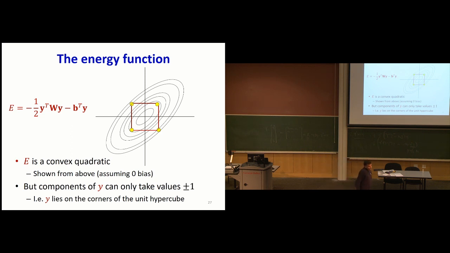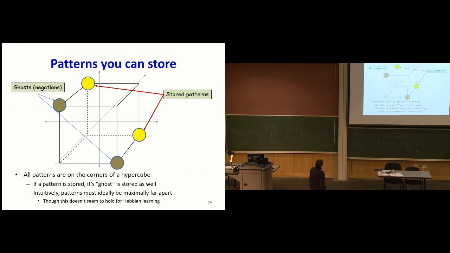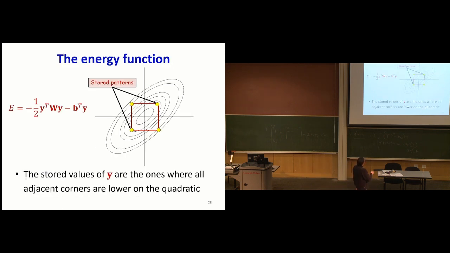The ones farther away are not minima, and if you initialize the network over here, it's always going to travel down these edges. It's going to travel to one of the closer corners to the center, right? These would be the stored patterns, where all adjacent corners are higher on the quadratic, and the ones farther away are going to be the patterns that are not remembered. They go away, right? More generally, remember that all patterns are on the corners of a hypercube. And going back here, you can see why if this pattern is stored, there must be a corresponding pattern on the other side that is stored as well, simply because the quadratic has a symmetric contour, right?